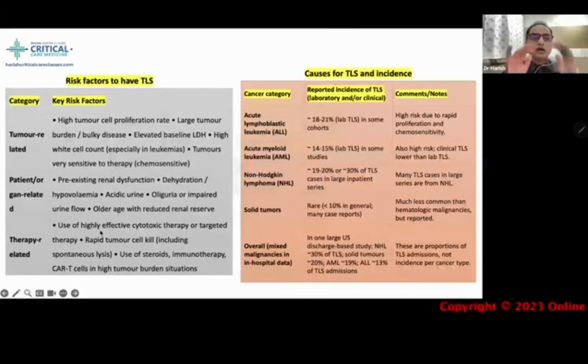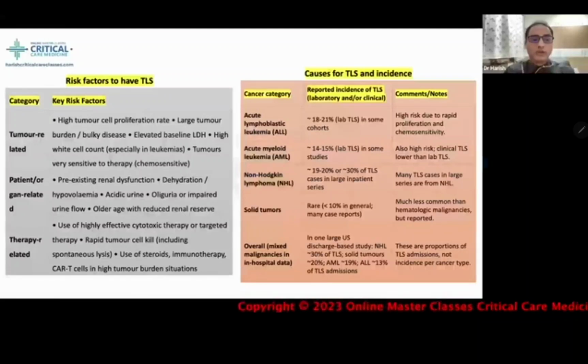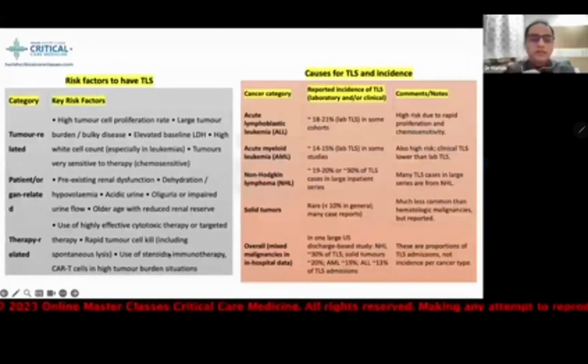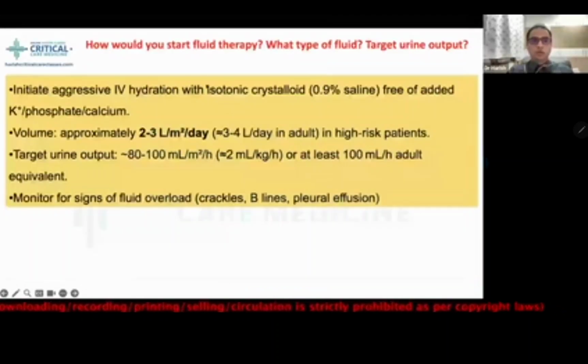Therapy-related: use of highly effective cytotoxic chemotherapy or targeted therapy, rapid tumor cell kill, including spontaneous lysis, use of steroid, immunotherapy, such as CAR T cell in a high tumor burden situation. Each tumor has something called a growth fraction. If the growth fraction, the proliferation of that tumor, is more, the burden of tumor lysis syndrome will be more.